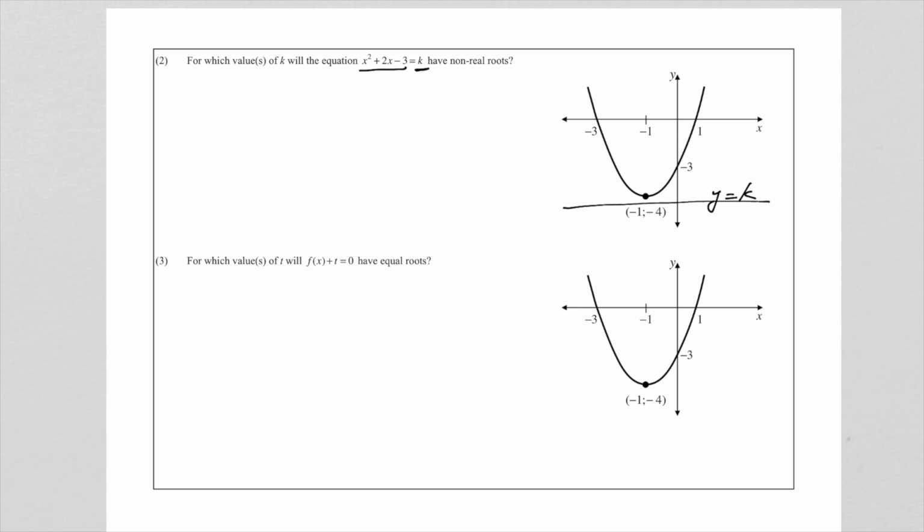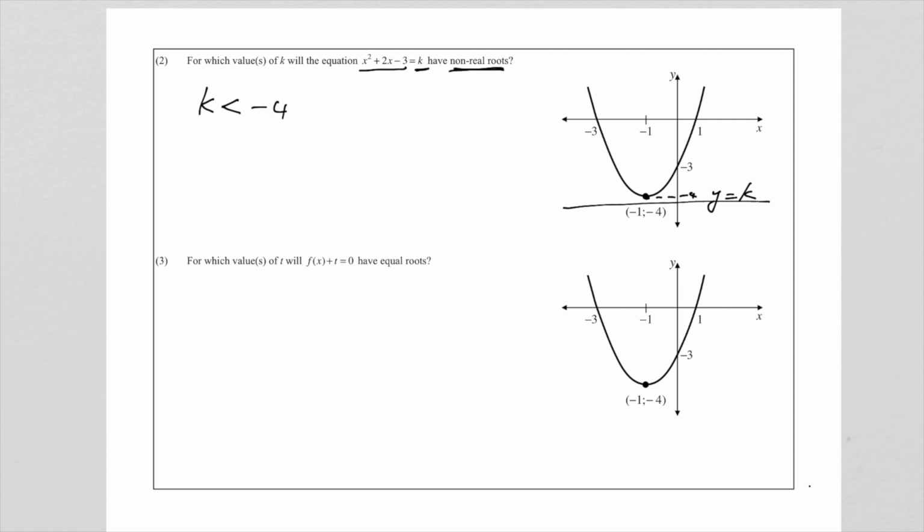So now we can write down our answer, and we can say that k must be less than minus 4. Because as you can see, the turning point is at minus 4 on the y-axis, and that is why we want to draw this horizontal line below the turning point, because of the fact that the roots must be non-real.